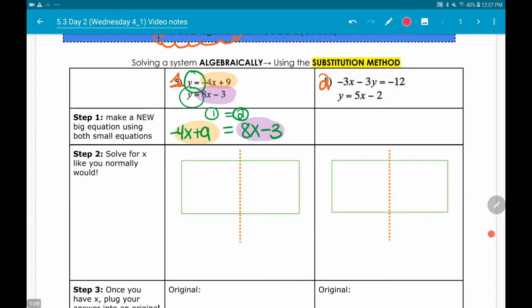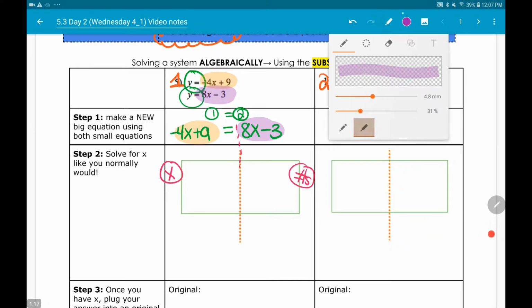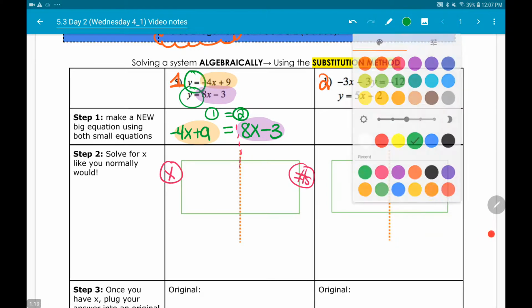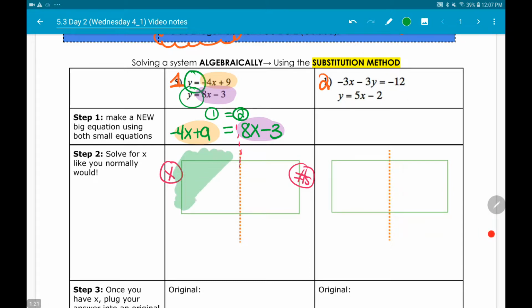All right, now let's go ahead and do our solving square. This side is going to be x's, and this is going to be my number side. So you tell me, what is going to go in my x side? All right, there you have it. Now, what is going to go in our number side?